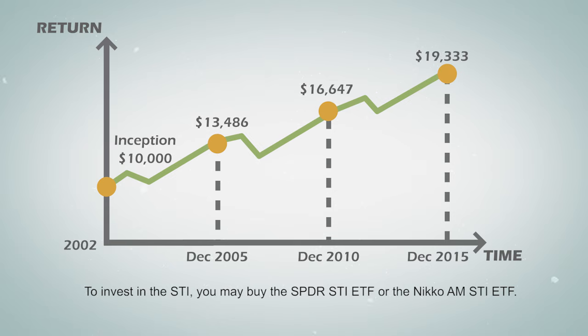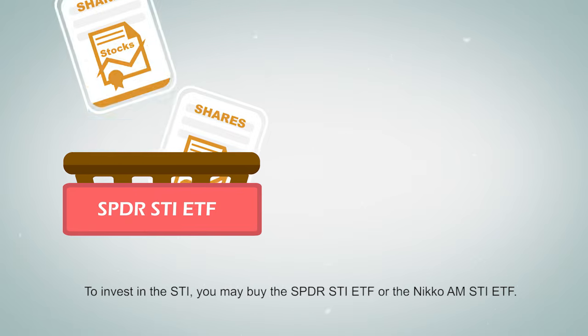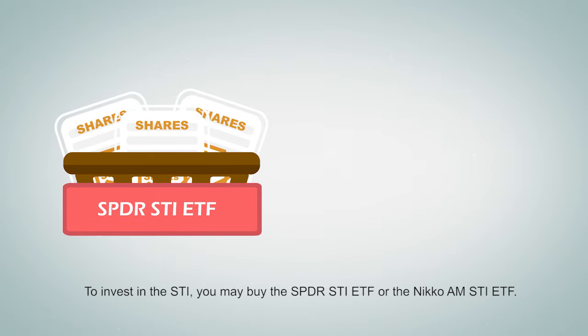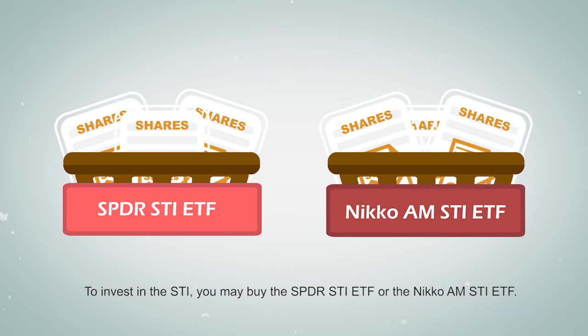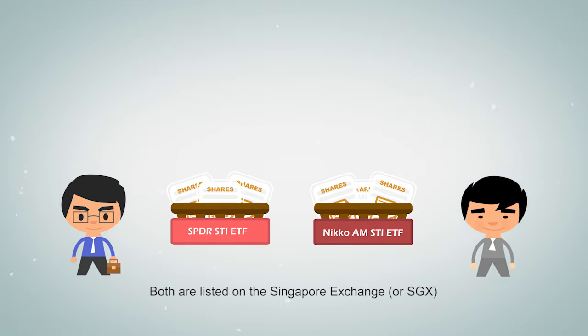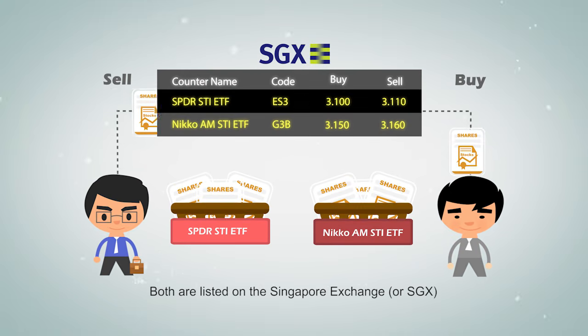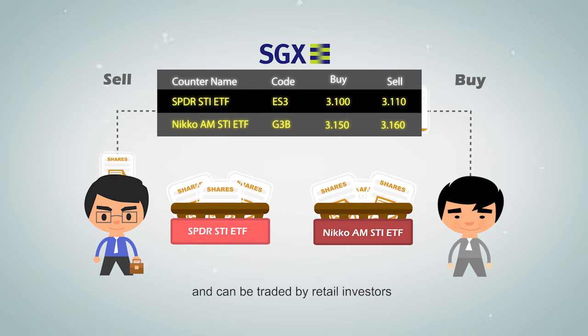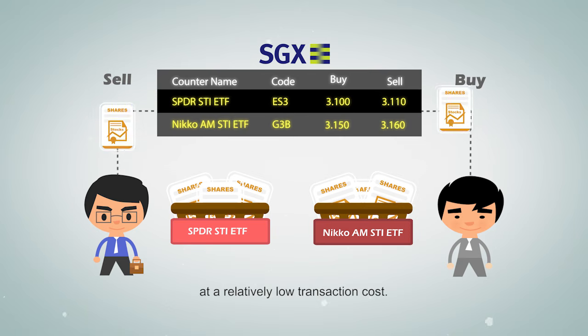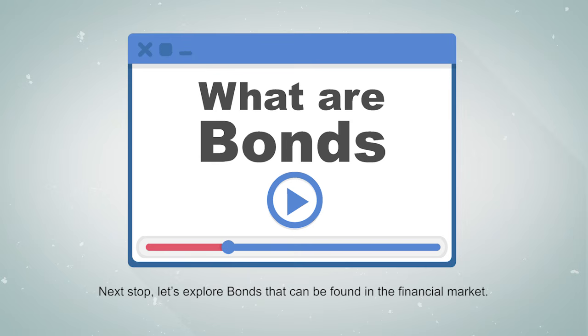To invest in the STI, you may buy the SPDR STI ETF or the Nikko AM STI ETF. Both are listed on the Singapore Exchange or SGX and can be traded by retail investors at a relatively low transaction cost. Next up, let's explore bonds that can be found in the financial market.